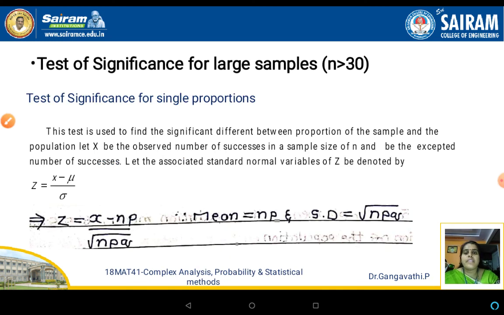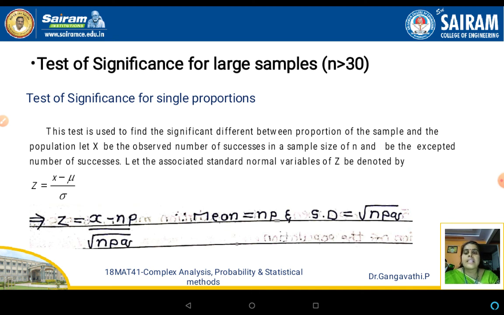Now, test of significance for large samples. Large samples, as we already discussed, are those where the sample size is more than 30. So, test of significance for large samples. We are going to discuss the test of significance for single proportions here, and this test is used to find the significant difference between the proportion of the sample and the population.